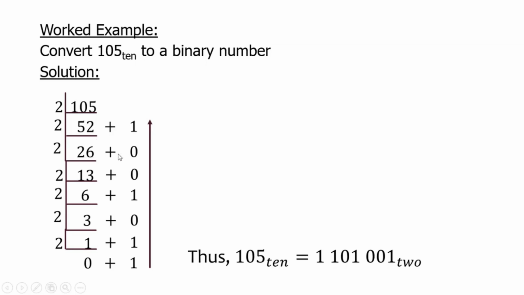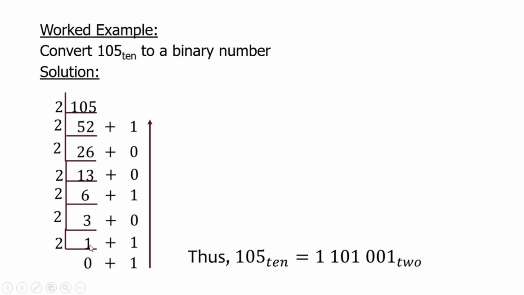Okay, 2 in 26 gives 13, remainder 0. 2 in 13 gives 6, remainder 1. 2 in 6 gives 3, remainder 0. Now 2 in 3 is 1, remainder what? 1. Now 2 in 1 is impossible. That's why we're writing 0, and then we're writing the remainder of digits there.